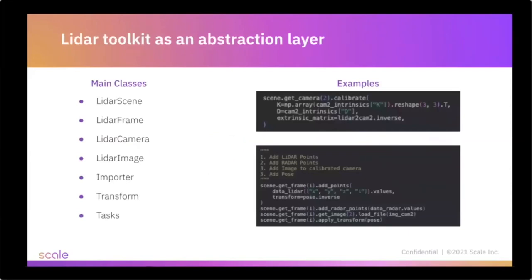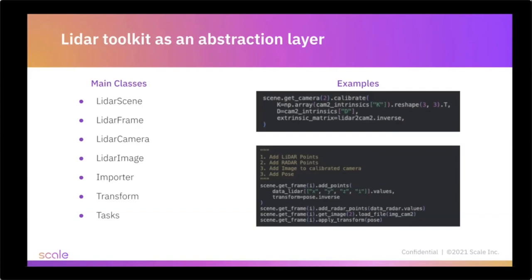So you can think of the Lidar Toolkit as an abstraction layer, and since this is going to help you move your data to the Scale API format, we created 4 main classes based on the 4 core elements that the API is expecting. Those 4 elements are scene, frame, camera, and images. So on the Lidar Toolkit, you have the Lidar scene, which is the wrapper for the entire scene, and the one that is going to contain the frames. So the frame abstraction is the Lidar frame, which is the core of the scene.